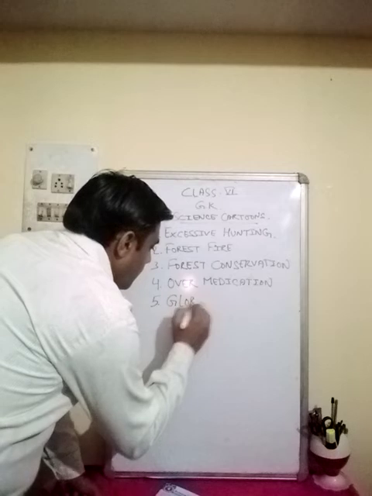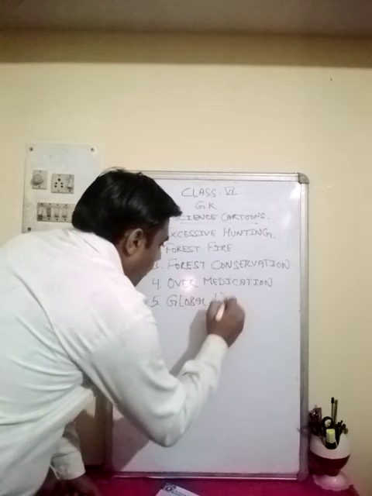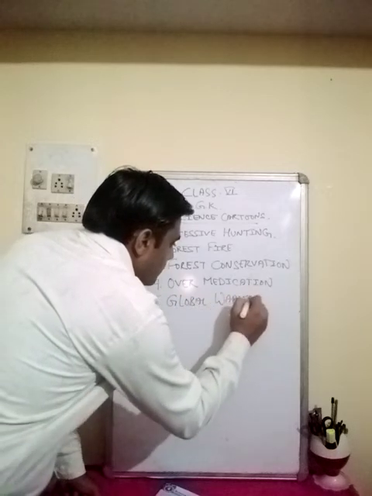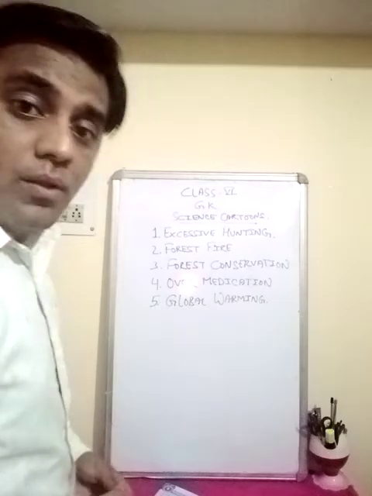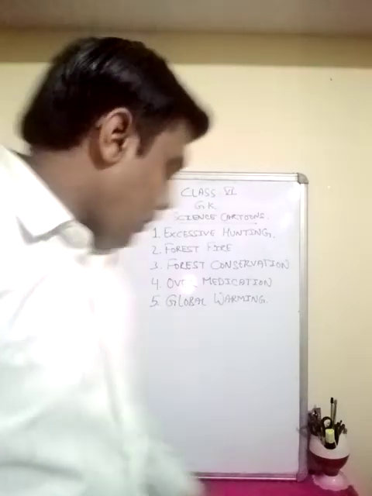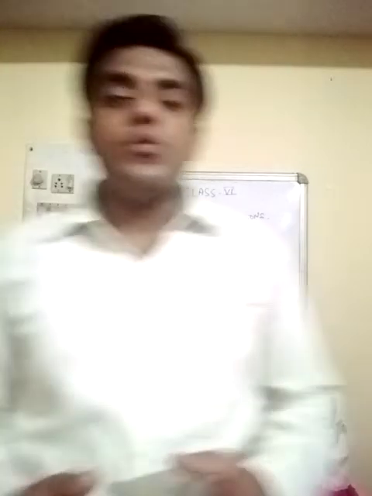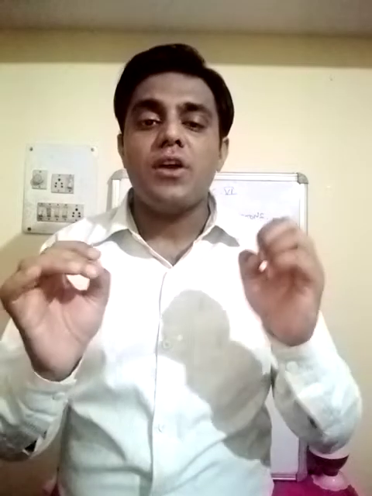global warming. Global warming refers to the gradual increase in the temperature of Earth's atmosphere. Pay attention to it. A gradual increase in the temperature of Earth's atmosphere due to an increase in its carbon content.